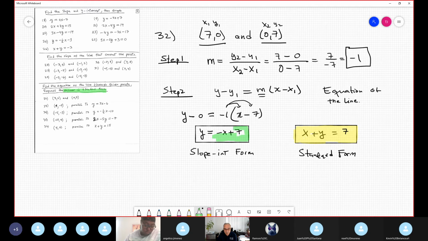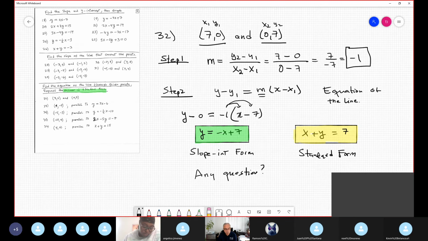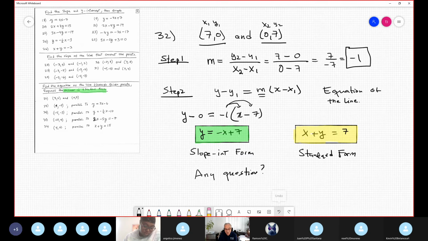Slope-intercept form and standard form are the same line, but two different ways to represent this line. This is just style. It's the same line. It's the same answer. Well, no, it's the same answer in a different style. Okay. Any questions, guys? I know that this is a good class. The class I have right now is good.